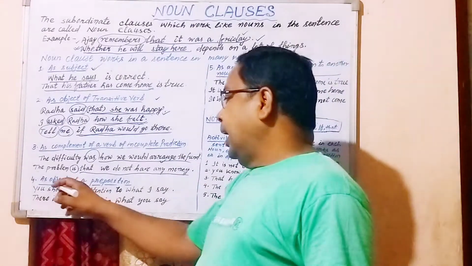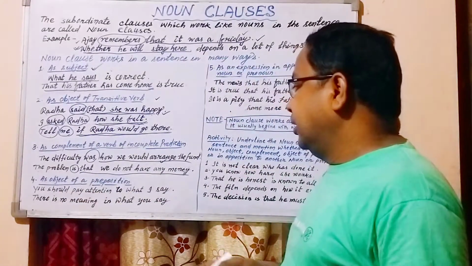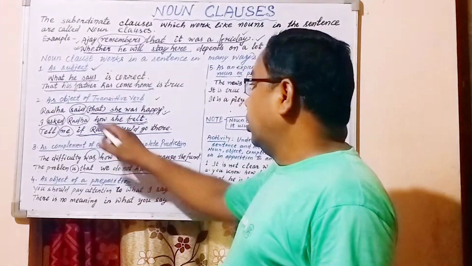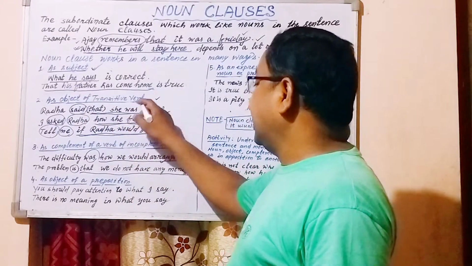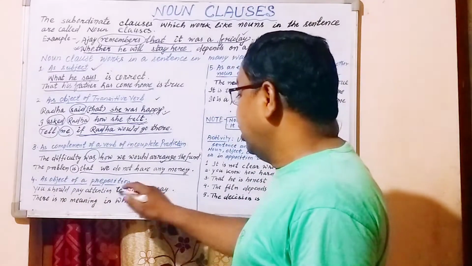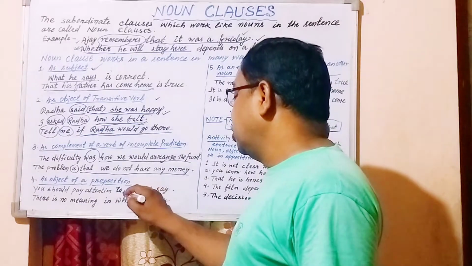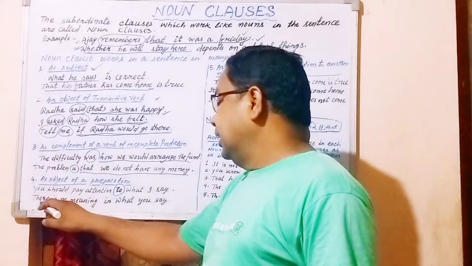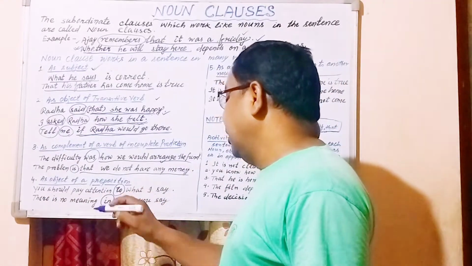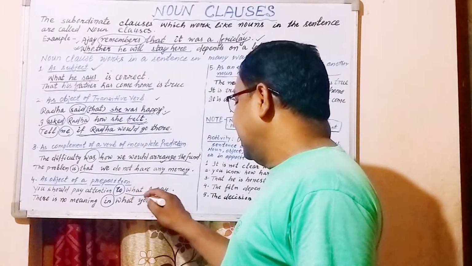Fourth point, as object of a preposition. Another thing is that object we have discussed in point two. It is the object of a transitive verb, but here it is the object of a preposition. You see here: you should pay attention to what I say. Here the preposition is to. In the second sentence, there is no meaning in what you say. Here the preposition is in. So this preposition to is followed by what I say.